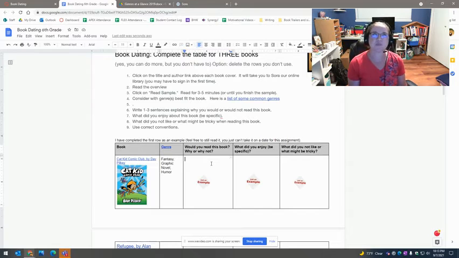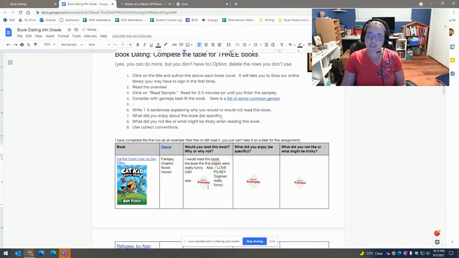Why or why not? Well, so the first couple pages, maybe I would say I would read this book because the first few pages were really funny. Also, I love Dave Pilkey. I can't spell his name. Dogman was really funny. You see what I did there?